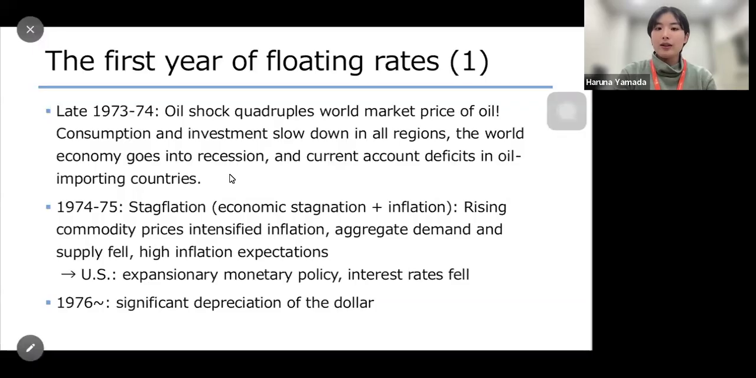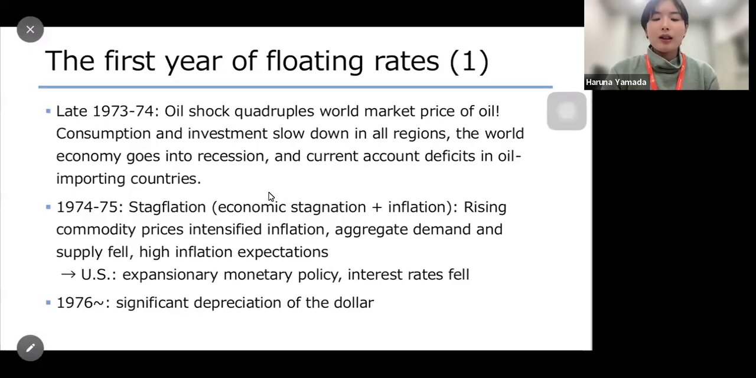So stagflation is the situation of economic stagnation and inflation. So inflation occurs and economic stagnation occurs. This is due to rising commodity prices. Such rising commodity prices intensified inflation, and aggregate demand and supply fell. High inflation expectations occur.